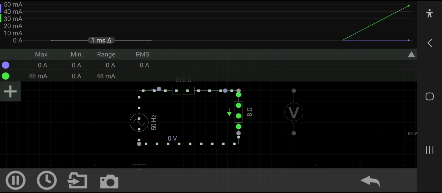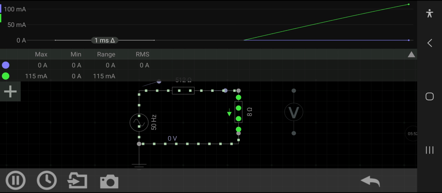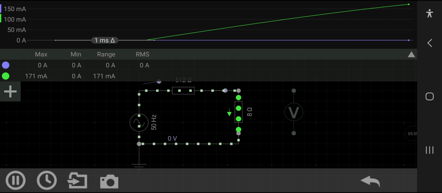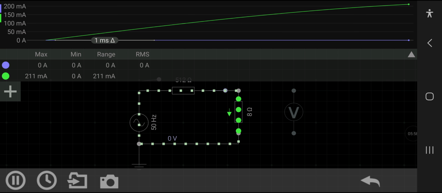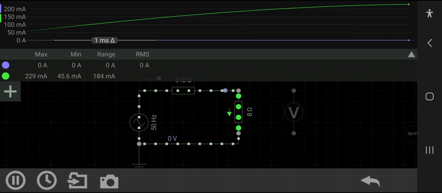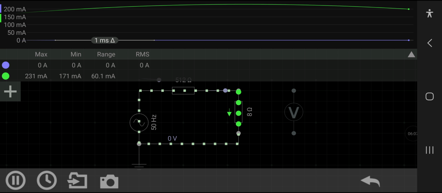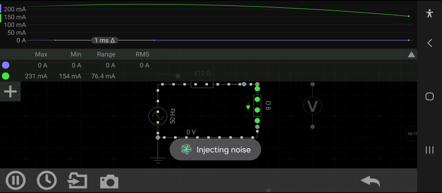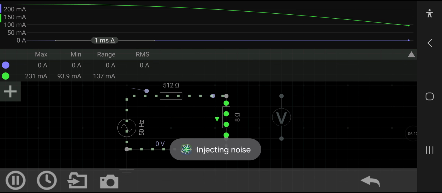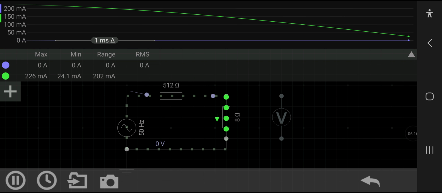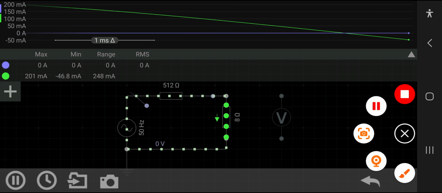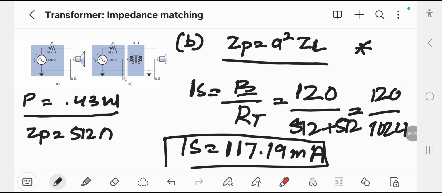So this is the first circuit. We put a resistance instead of a speaker. Here the current is almost 231 milliampere in this case. For the second case, the source current we found is 117.19 milliampere.